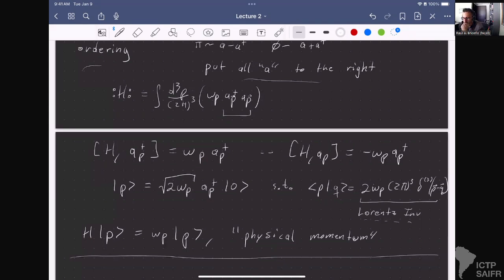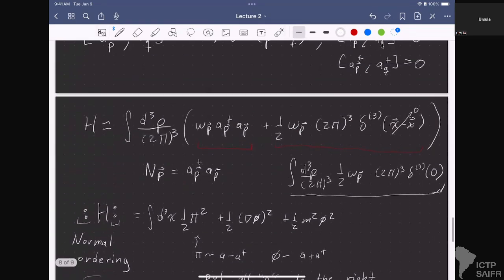I wonder if we can do, I have one question. Okay. I don't know if I understand when you said about the equal time commutation relation. Can you explain that again? Sorry.